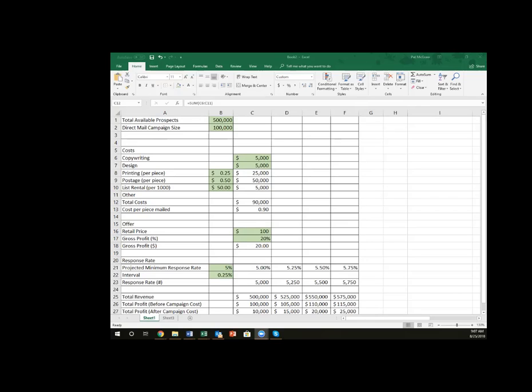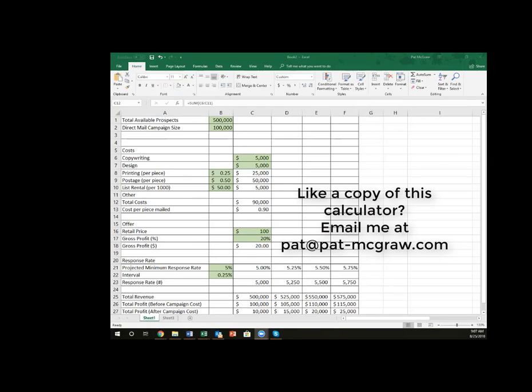The cells here that are in green are those cells that you can manipulate. You can enter in your own data when you have a copy of it and get yourself some good forecasting. Just to walk you through it.